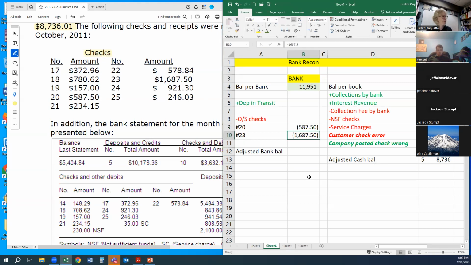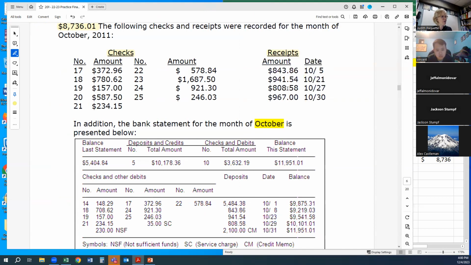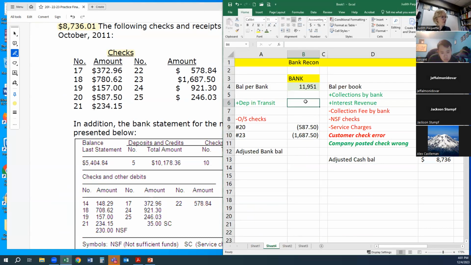Okay, good. So that's our first pass. Now we're going to look for deposits in transit. So let's go back here and say, did these 4 deposits clear the bank? 843.86, yes. 941.54, yes. 808.58, yes. 967, no. Okay, so that's our deposit in transit.